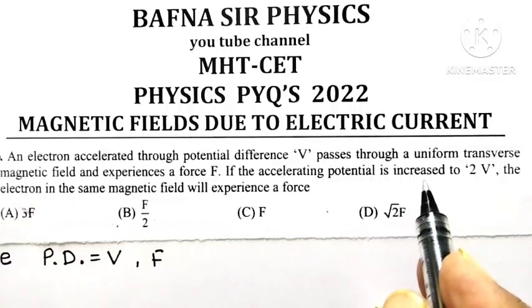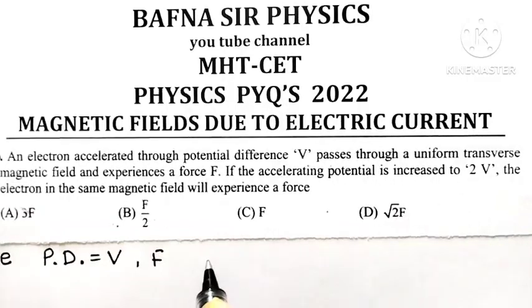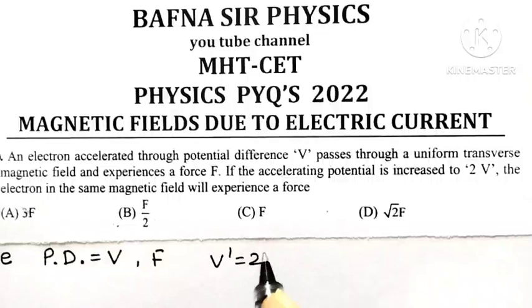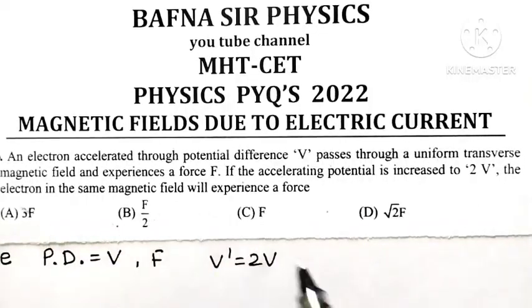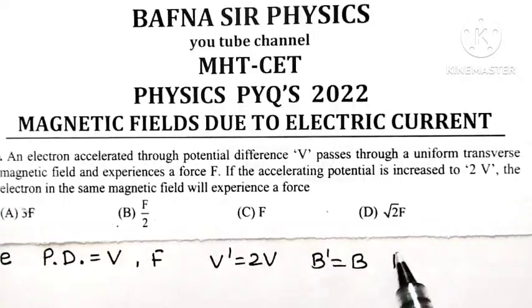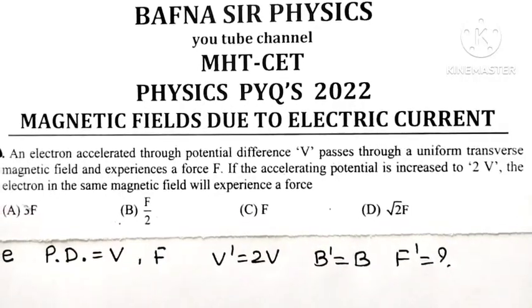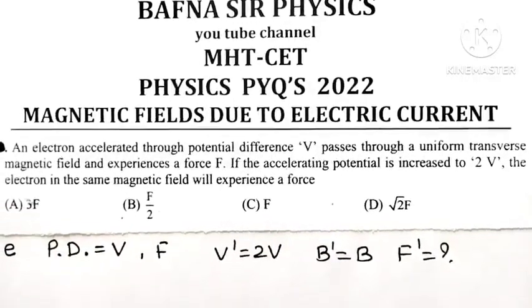If the accelerating potential is increased to 2V, that is, V dash is equal to 2 times V, then the electron in the same magnetic field, B dash equal to B, will experience a force F dash equal to what? We have to find out the force F dash.